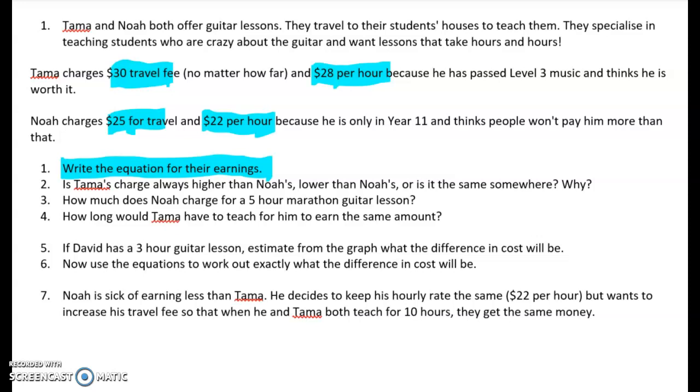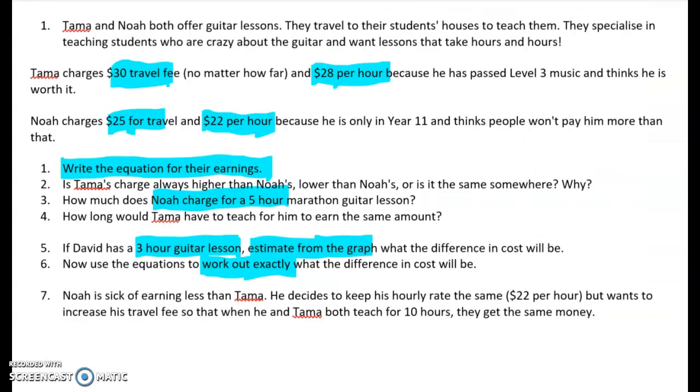Then we want to figure out what Noah charges for a 5-hour lesson, and we want to see how long Tama would have to teach to earn that amount. And then there's a student called David who has a 3-hour lesson, and we want to estimate from the graph what the difference will be, and then use algebra to work out exactly what the difference will be. And I'll come back to question 7 in a minute.